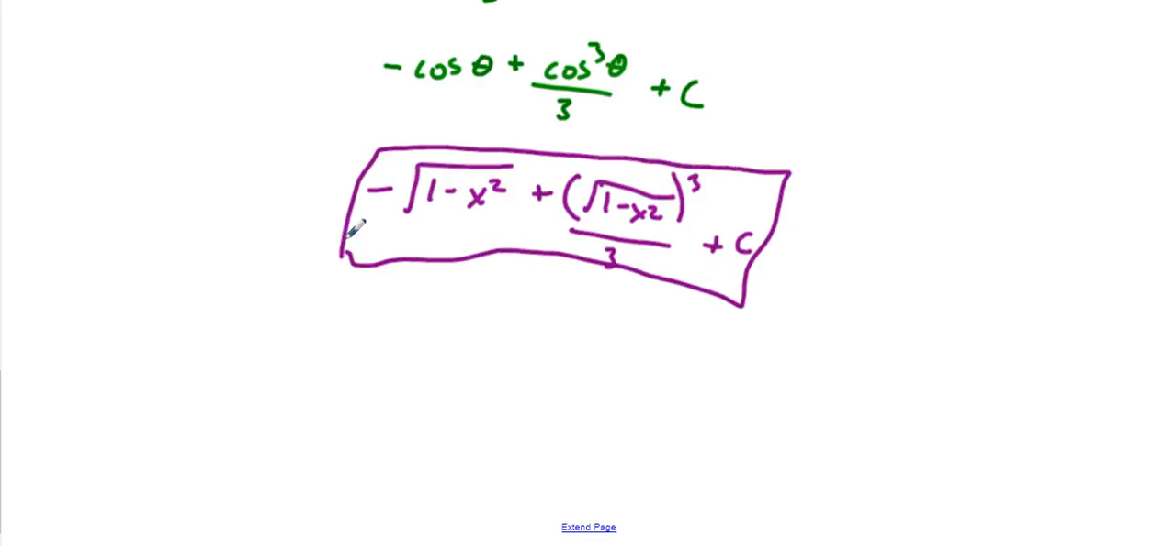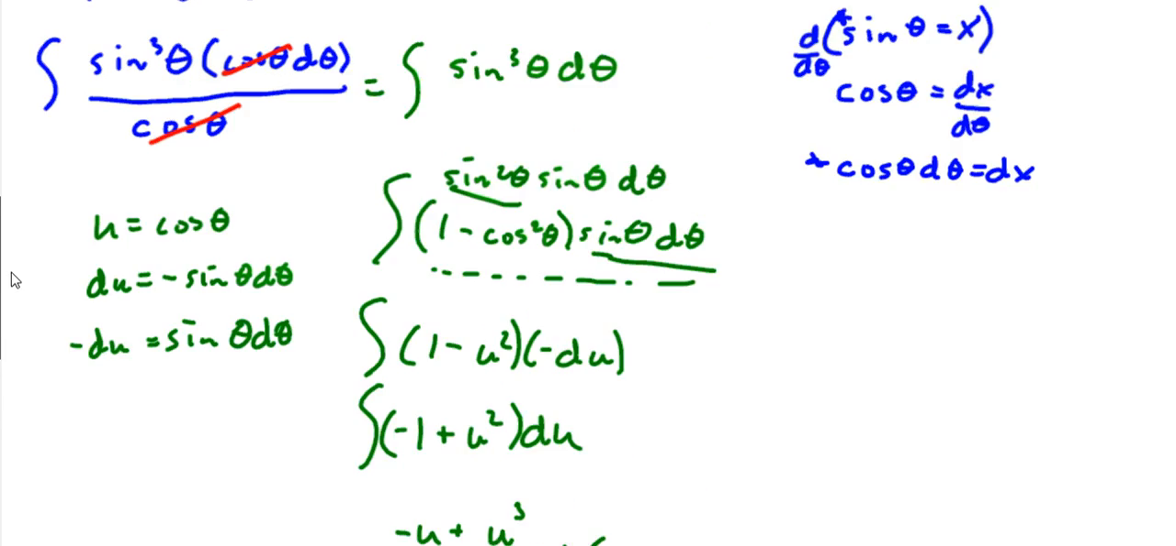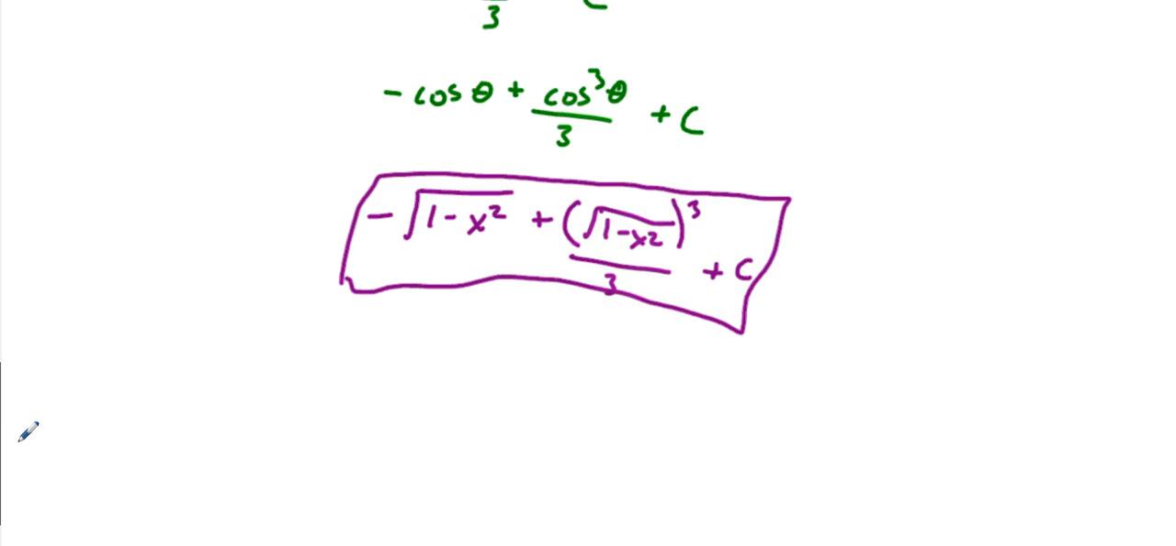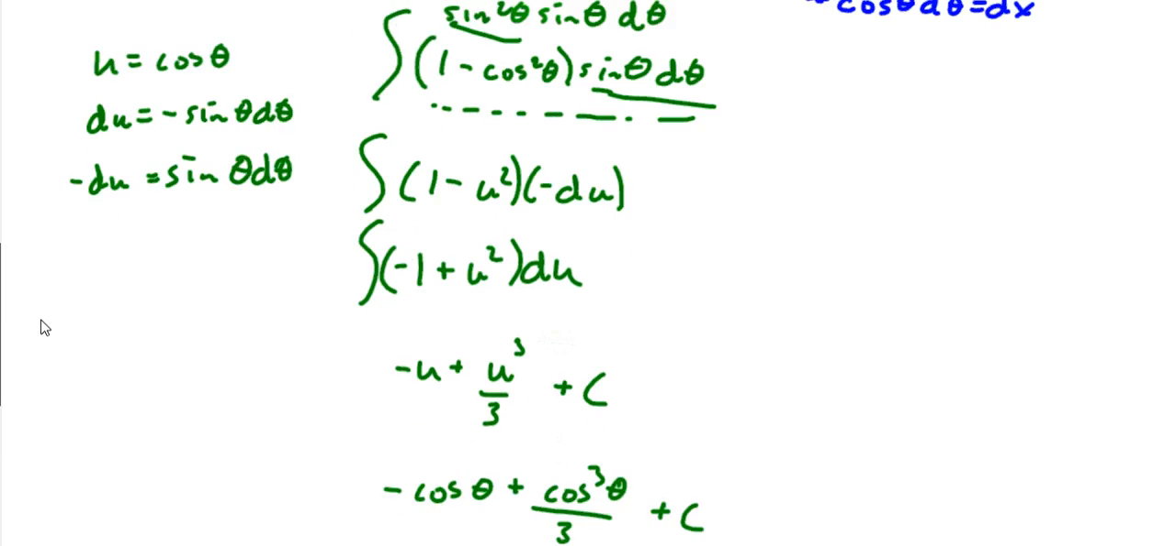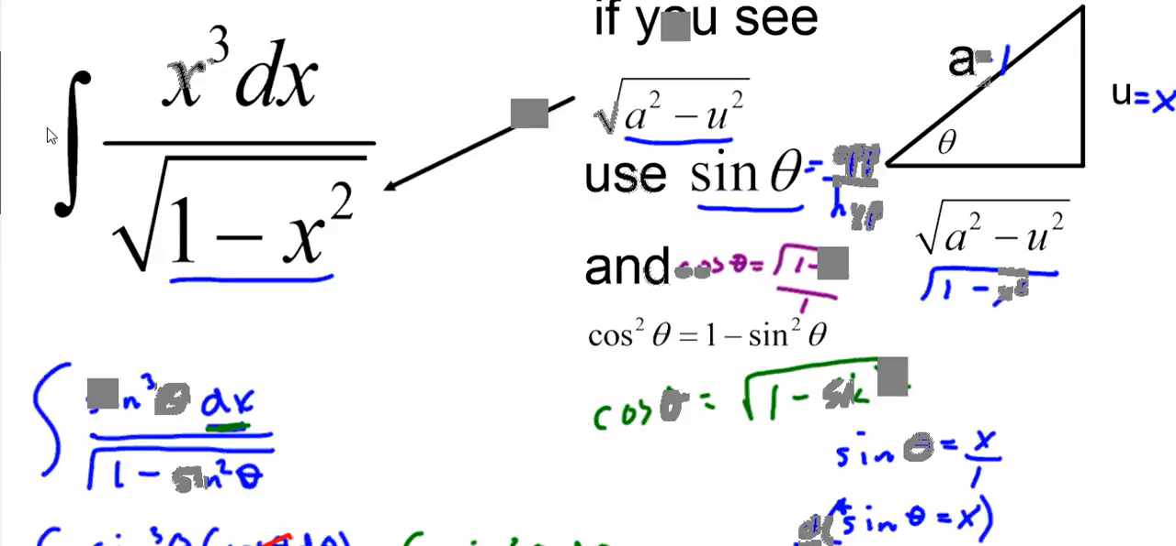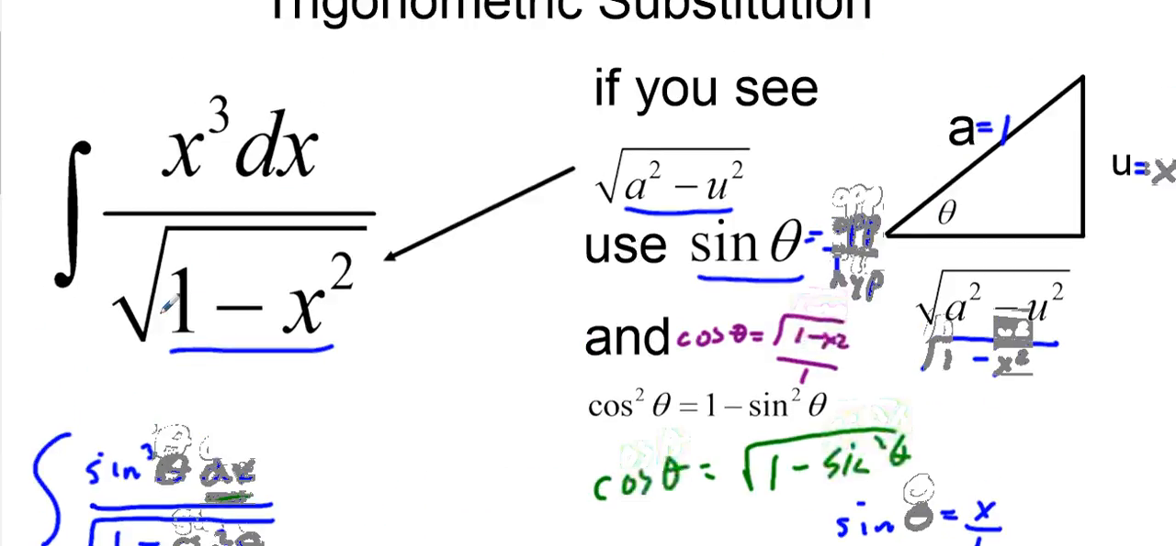Oops, hello, bad writing. I apologize. And that is our answer. Once again, there's our answer. Going through and using trig substitution with sine is whenever you have the square root of 1 minus x squared, or when you have the constant minus the variable, with the difference of squares.